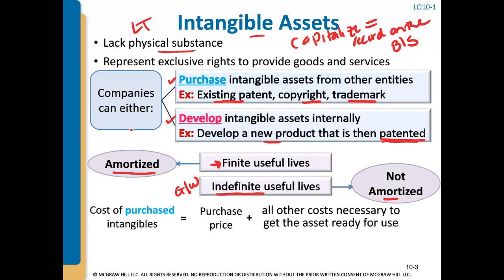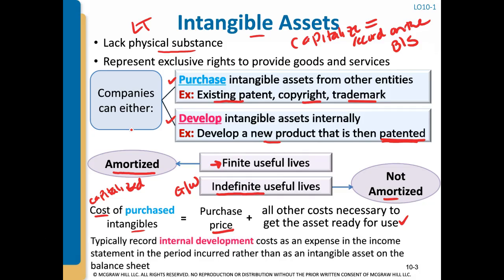So what's the cost of the purchased intangible? Remember, the cost is going to be the amount that is capitalized on the balance sheet. What's the purchase price if it's purchased, plus all other costs necessary to get the asset ready for use. There could be all sorts of legal fees, titles, things of that nature that need to be incurred in order to be able to use that asset.